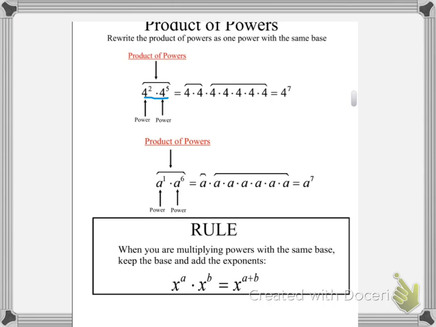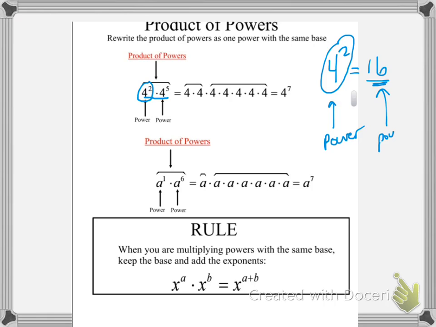Now, we refer to this thing as a power, so anything with a base and an exponent is a power. So 4 squared is a power, as well as 16, since you can square 4 to get 16. We would say 16 is a power of 4. It's also, by the way, a power of 2. But the object before it squared is also referred to as a power. So that's called a power, and this is also called a power.